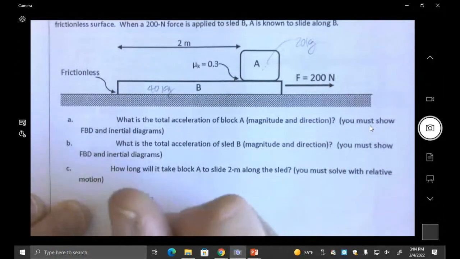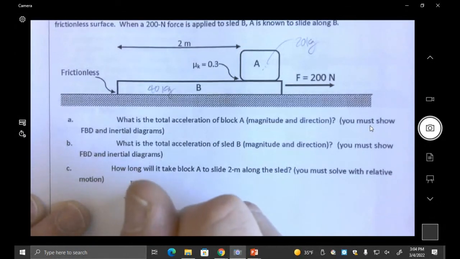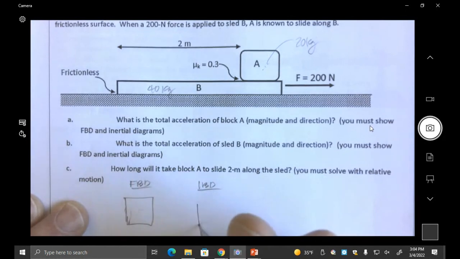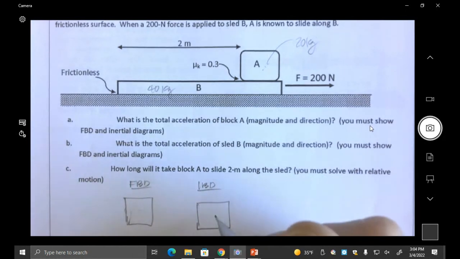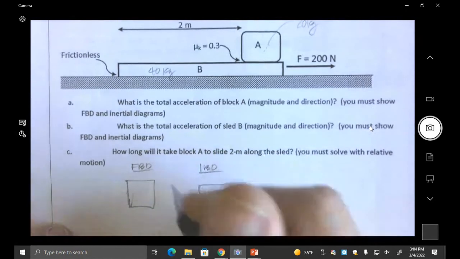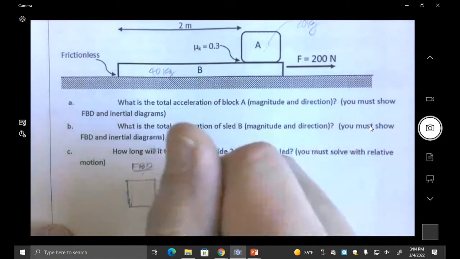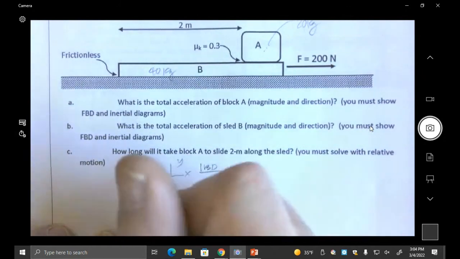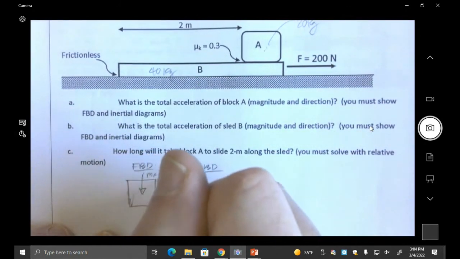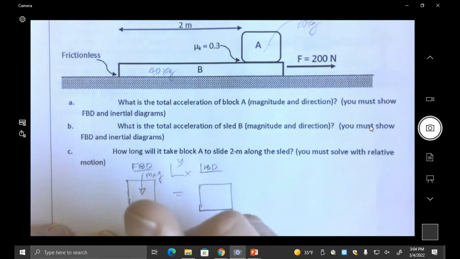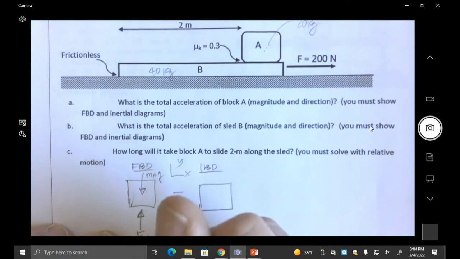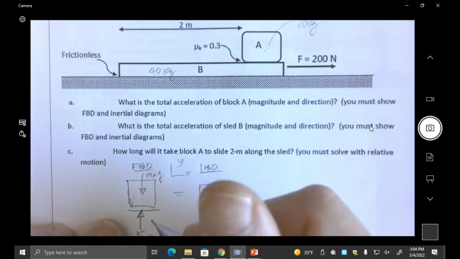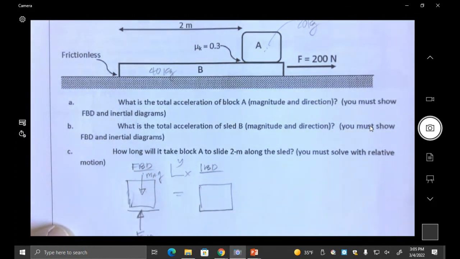All right, so we're going to have FBD and IBD of these. And here's our X and Y. We're going to have MAG, and we're going to have FNA. And we have to decide on our friction direction. We'll see which direction friction is going to go.